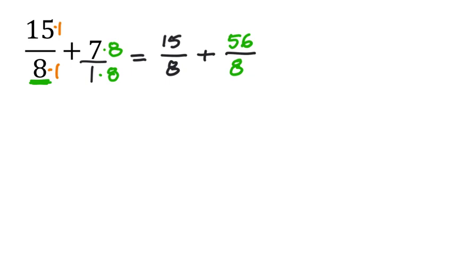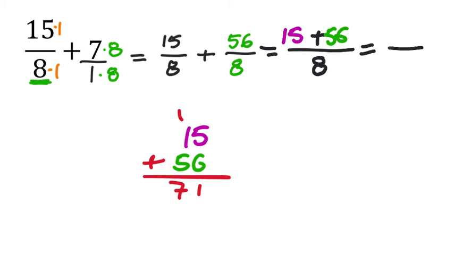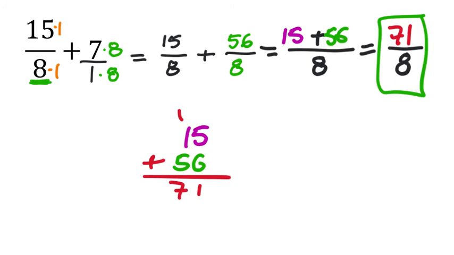So let's go ahead and perform our operation here now that we have common denominators. We're going to keep the denominator at 8. We are performing addition here, with my first numerator at 15 and the second one at 56. We'll stack these just to show the addition, because while some of you may be able to do that in your head, not everyone can. So let's add these together. 5 plus 6 is 11, carry the 1. 1 plus 1 plus 5 is 7, so 71. So my new fraction with a denominator of 8 becomes 71 over 8. And that cannot be simplified any further. So that's my final answer.